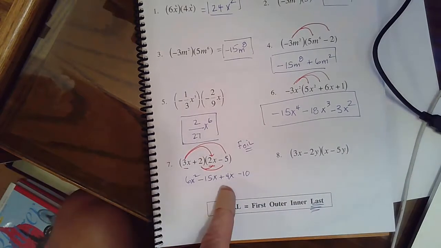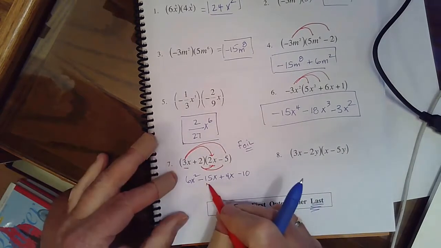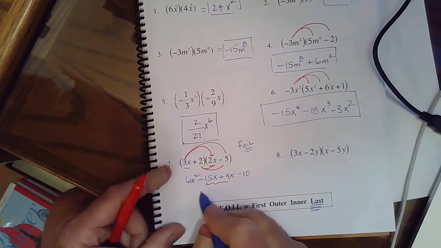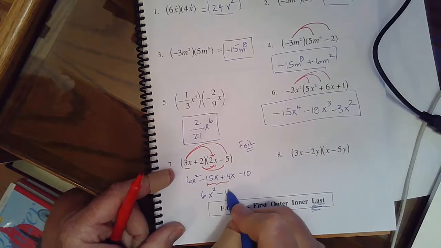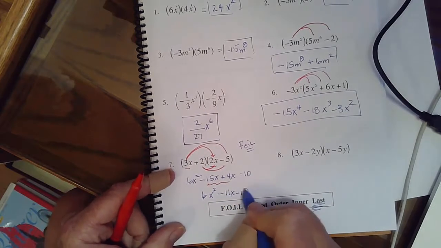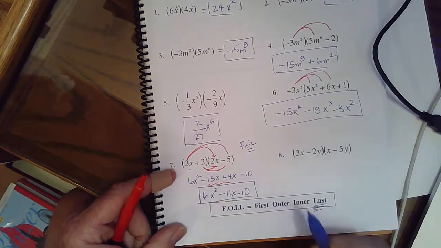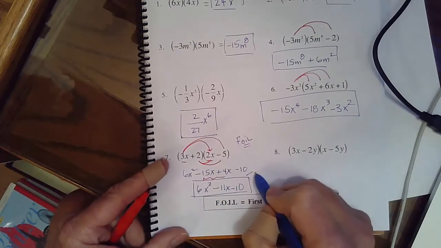And what we'll do is combine like terms. These are like terms right here. So finally, I get 6x squared, subtract, looks like 11x, subtract 10. And this is written in descending order of power.